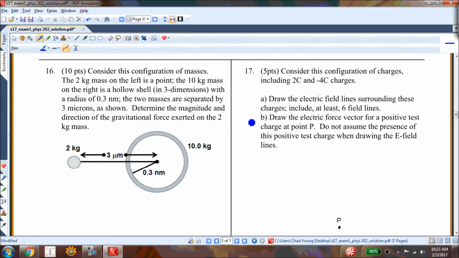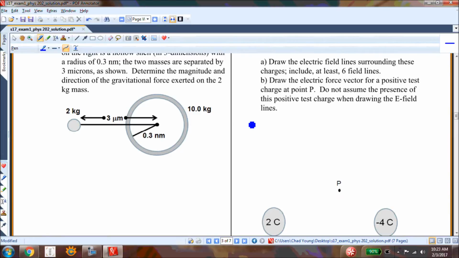Consider this configuration of masses. The 2 kilogram mass on the left is a point. The 10 kilogram mass is a hollow sphere, a spherical shell. They have a radius of 0.3 nanometers as shown, and they're separated by 3 microns. Determine the magnitude and the direction of the gravitational force on the 2 kilogram mass. Well, first of all, the direction is going to be in this direction, so it's going to be in the positive x direction.